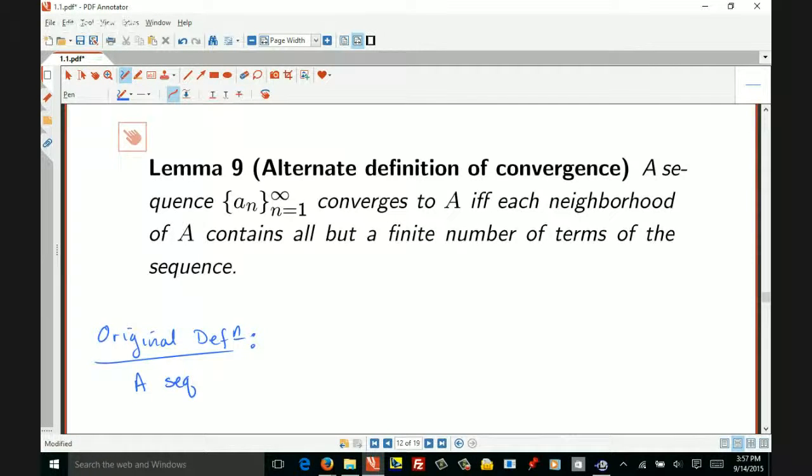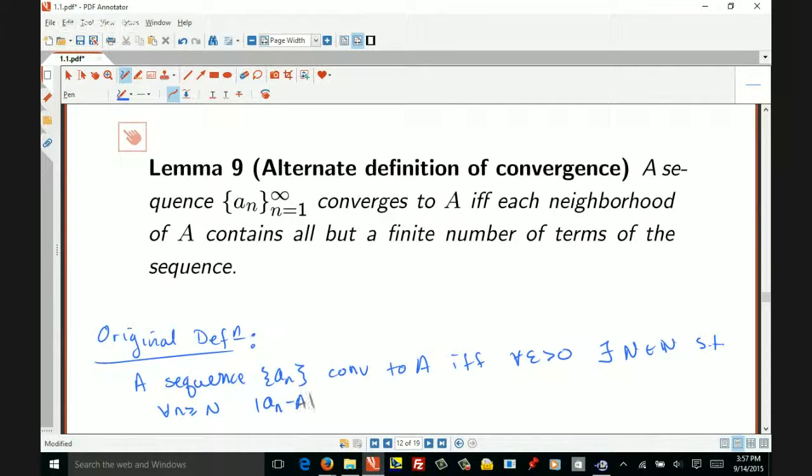Okay, let's see if we can remember. A sequence converges to A. Let's put it into words. For all epsilon greater than 0, there exists a capital N in the naturals such that for all n greater than or equal to capital N, |a_n minus A| is less than epsilon. That's what you were saying.